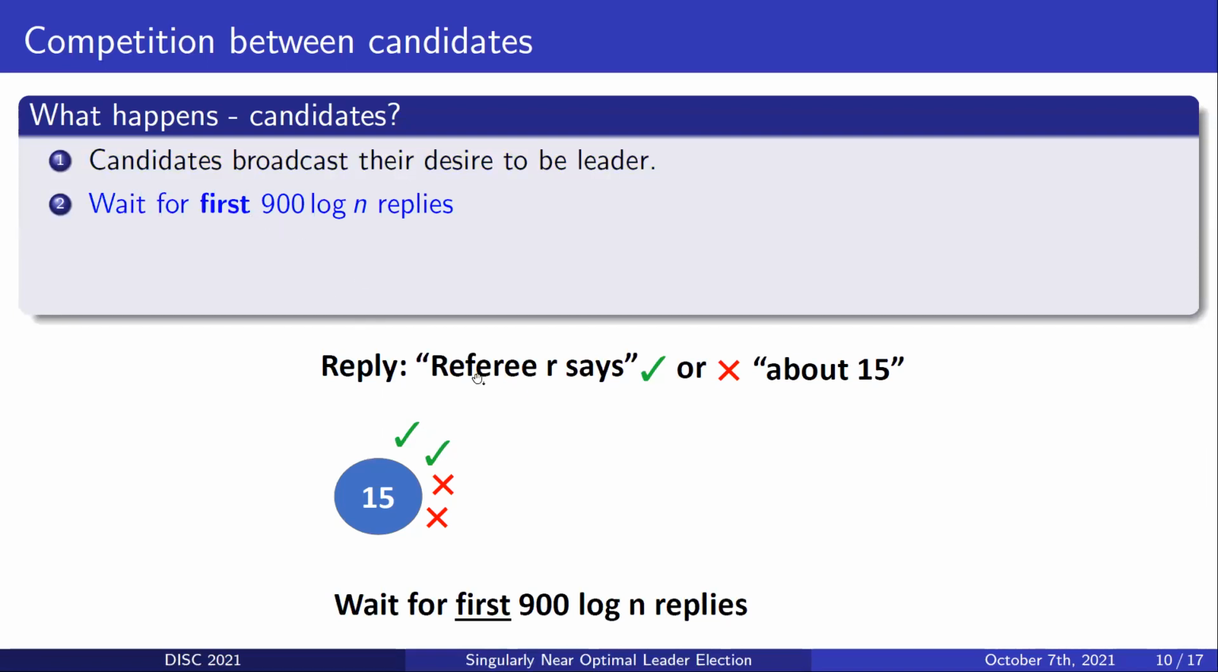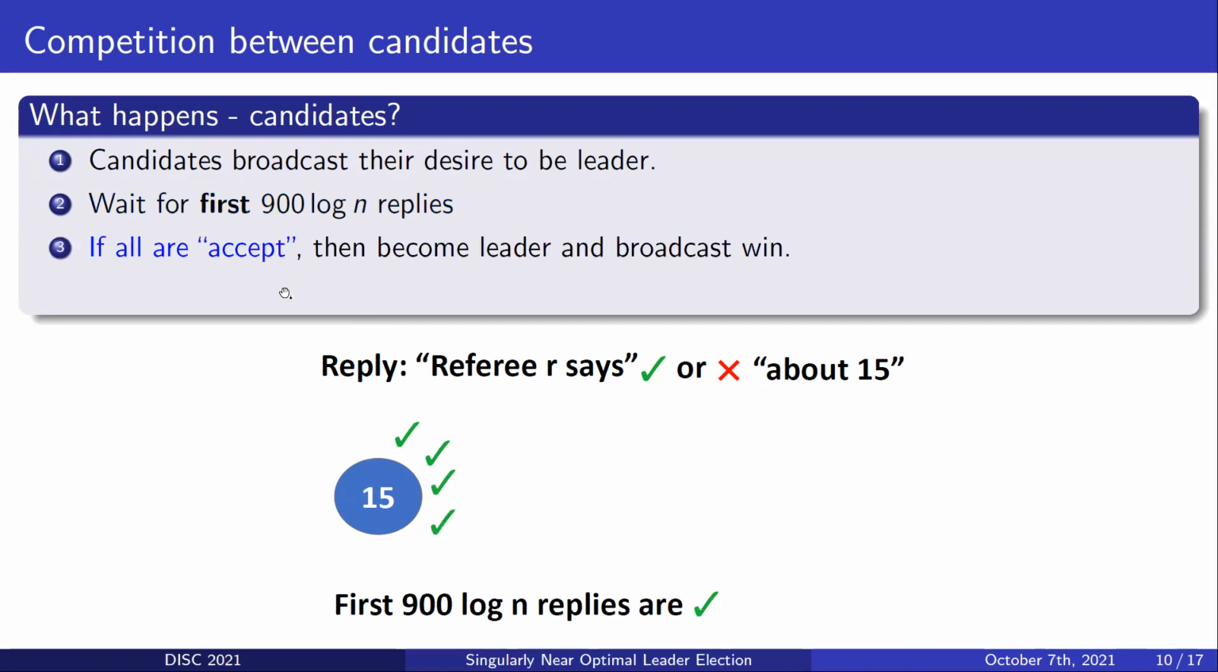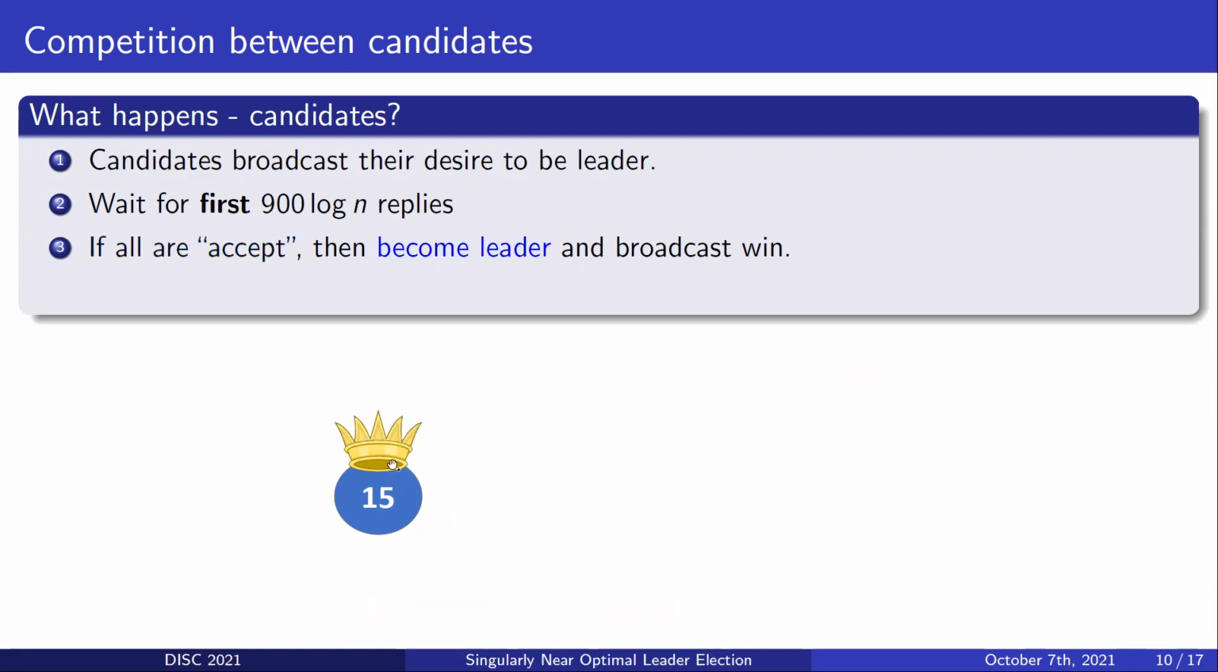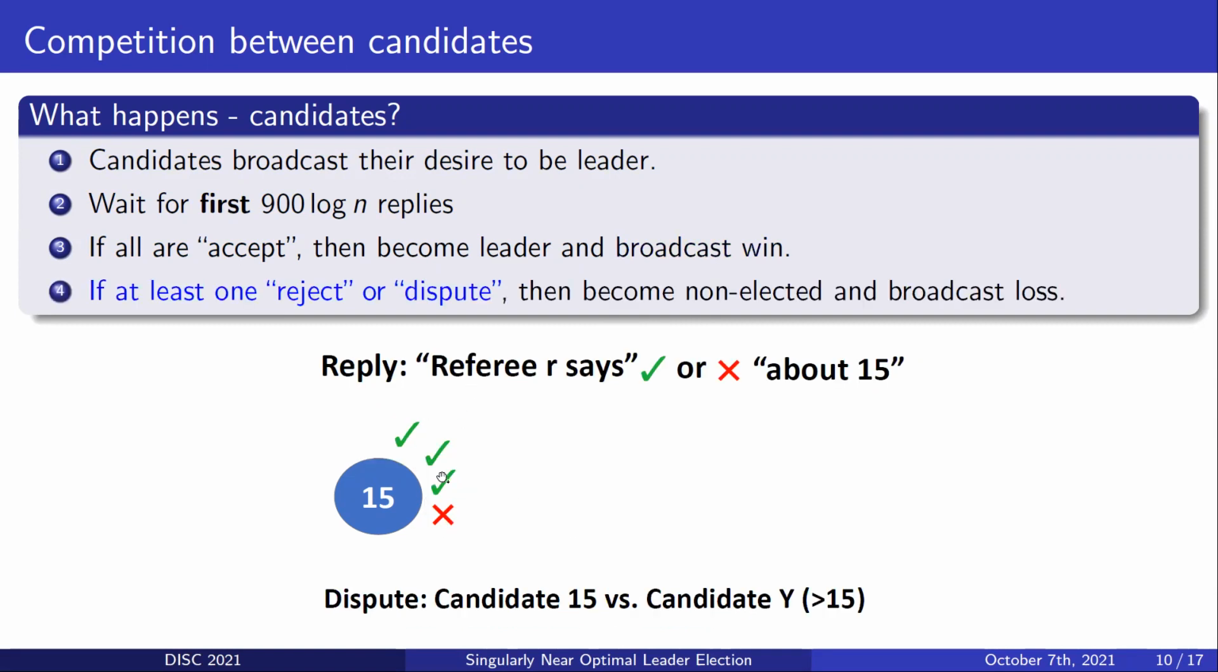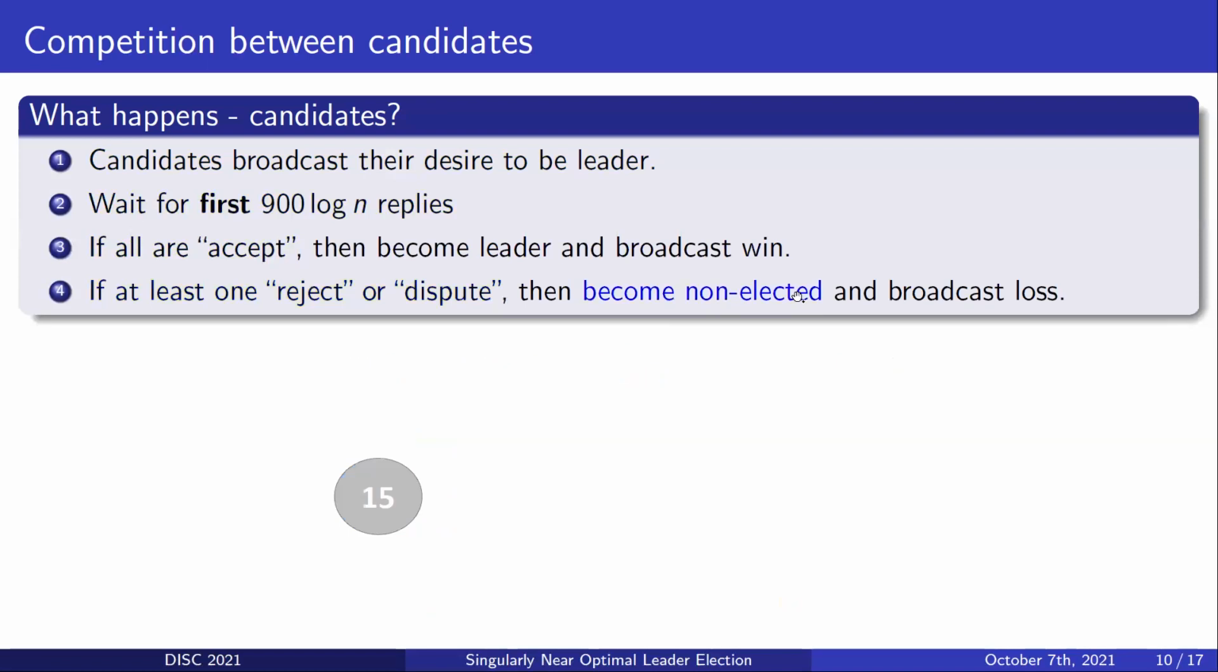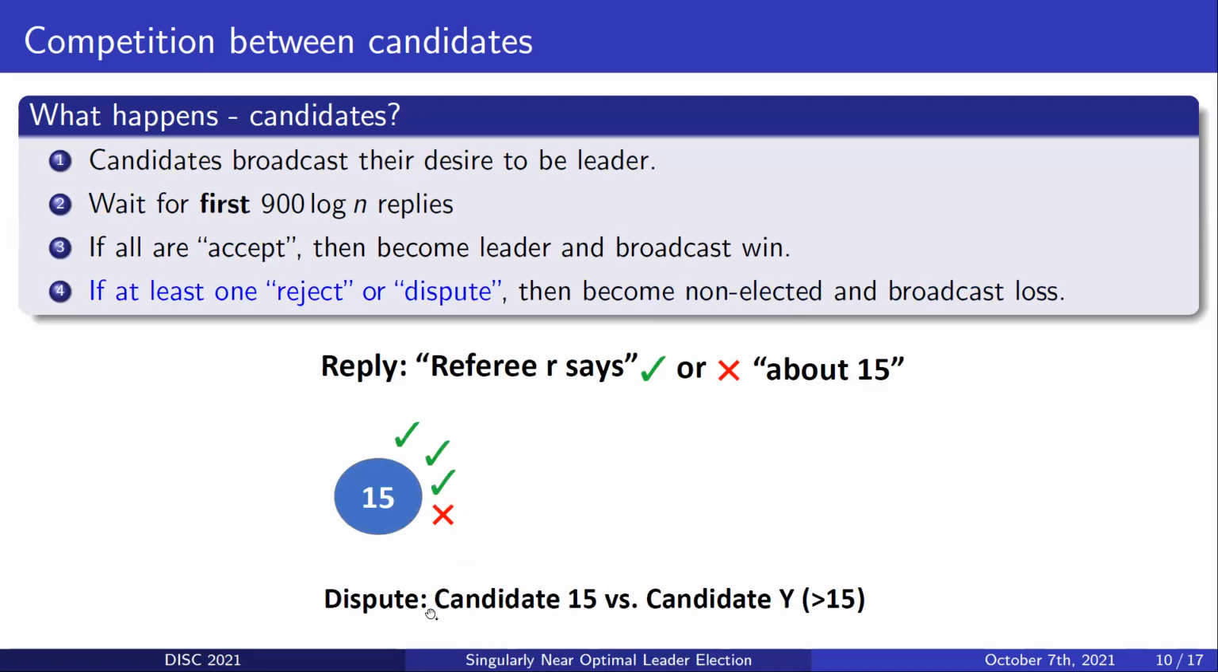And what is a reply? It's basically of the form: referee R says accept or reject about you, the candidate. Now, if all of these first 900 log n replies are accepts, well then the candidate becomes a leader, and it broadcasts a win message, which is, I am the leader, now terminate the algorithm. And it's all good. But if even one of them is a reject, then it becomes non-elected and it broadcasts its loss. That is, 15 says, oh, you know what, I lost, discard me.